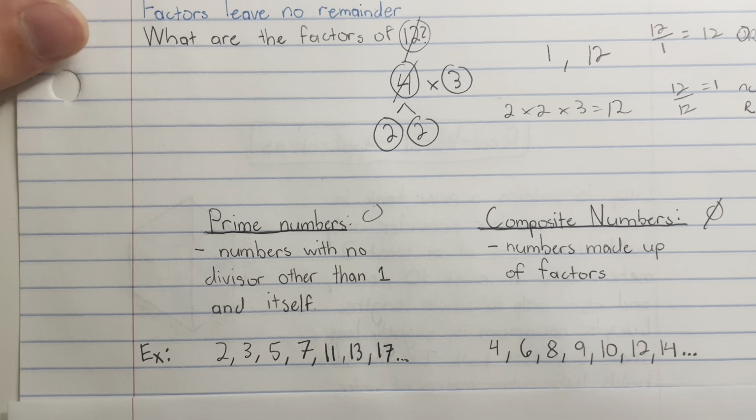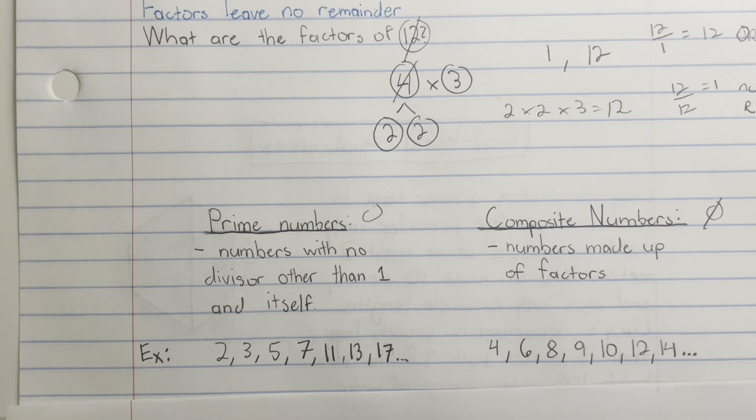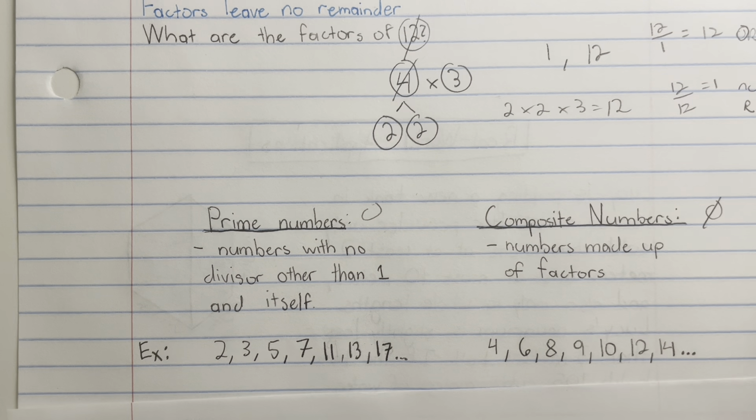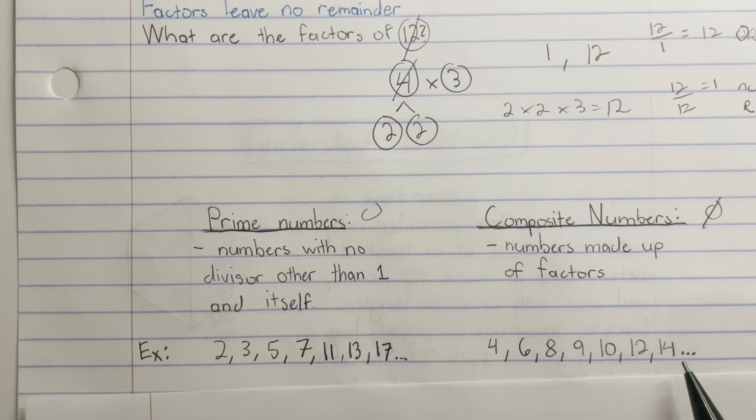And here's a list of the first prime numbers and the first composite numbers. So 2, 3, 5, 7, 11, 17, those are all prime. 4, 6, 8, 9, 10, 12, and 14, those are all composite.